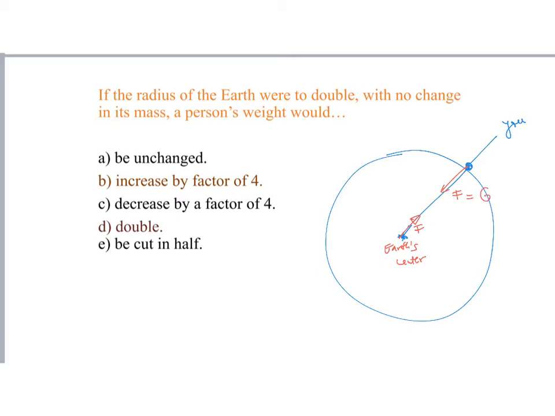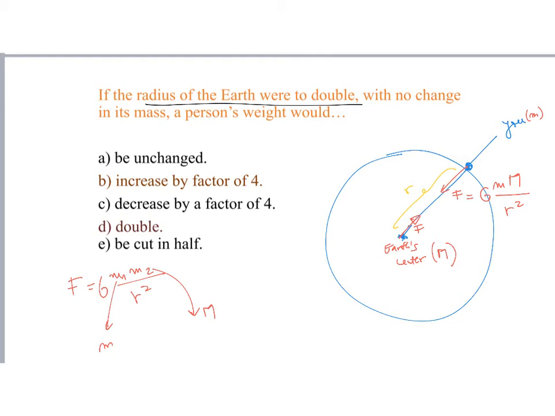F is given by this formula, G, M, m, and Earth, that's going to be the big M. So instead of F equals G m1 m2 over r squared, where this is r, we are going to have m1 as M and m2 as a small m, a big M, and then we have R squared. Now, what does it say? The radius of the Earth is going to double. So what's going to happen to the person's weight? This is the weight.